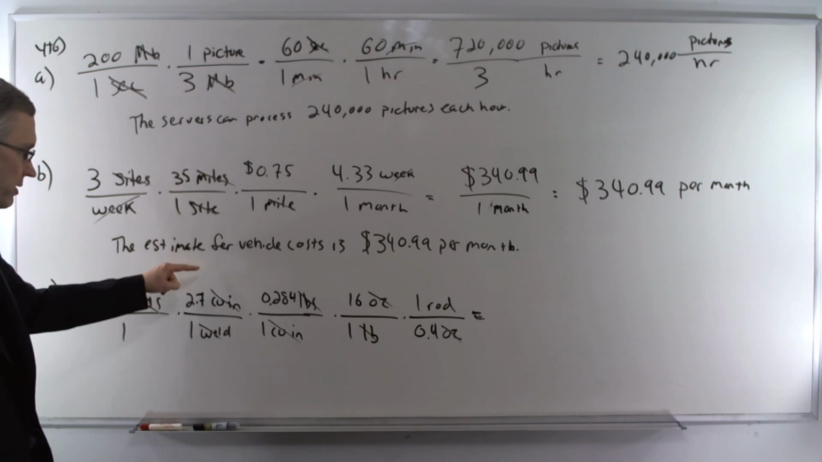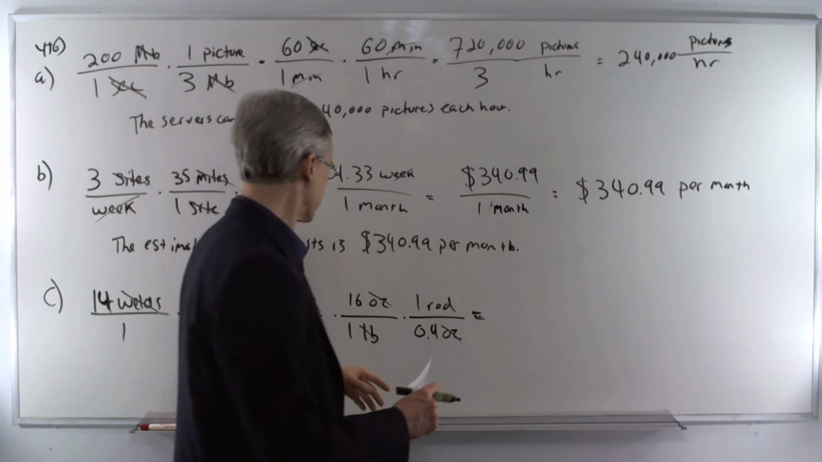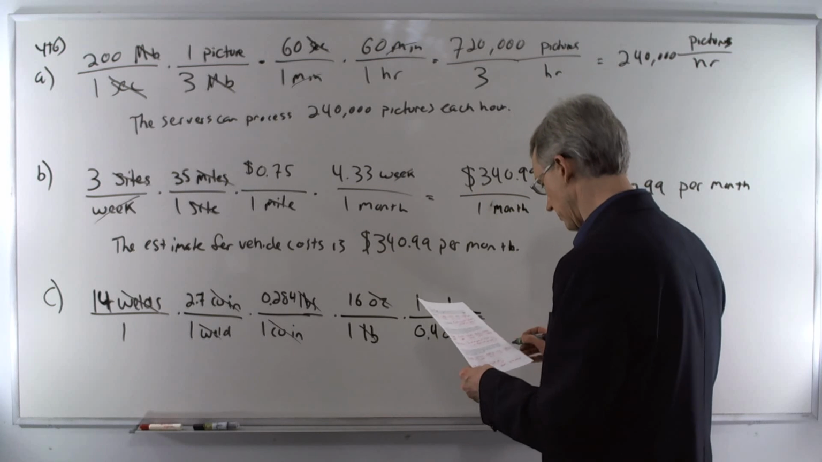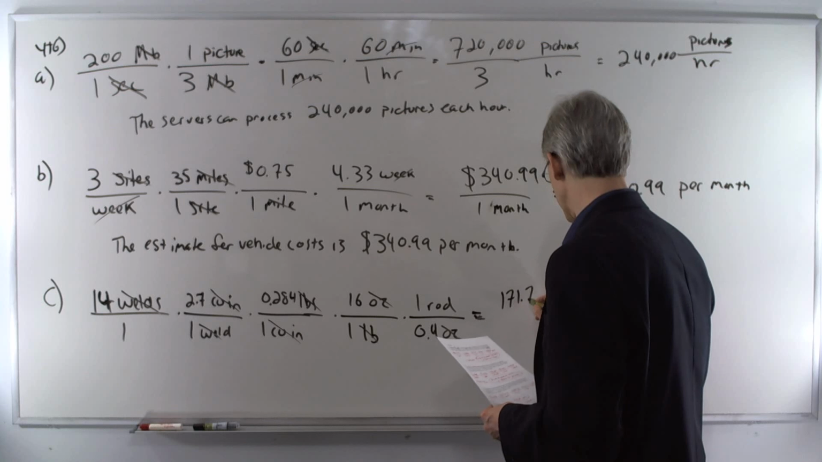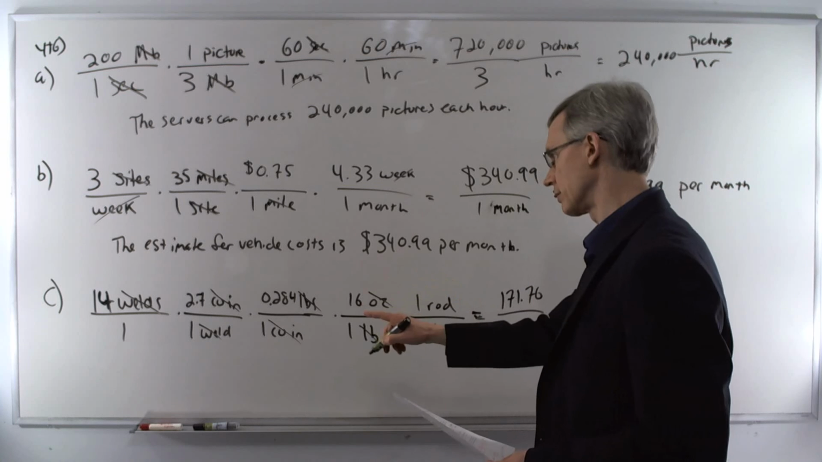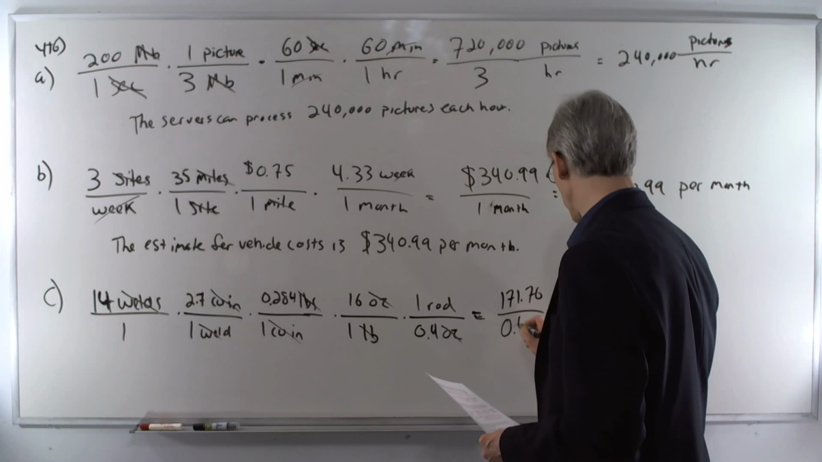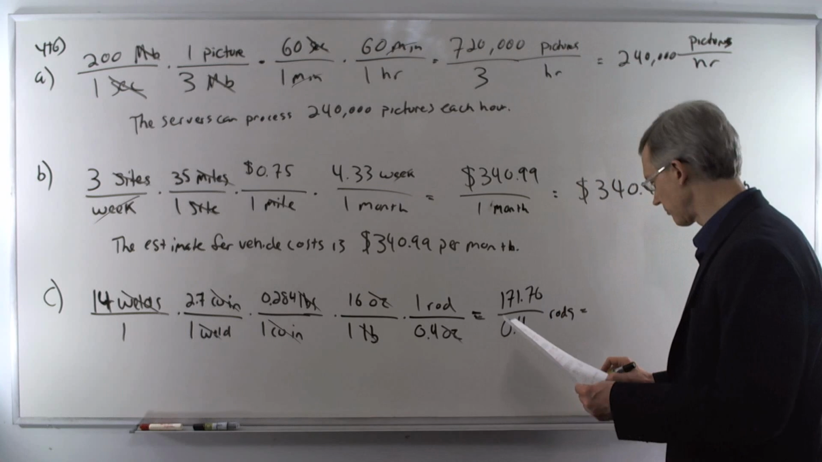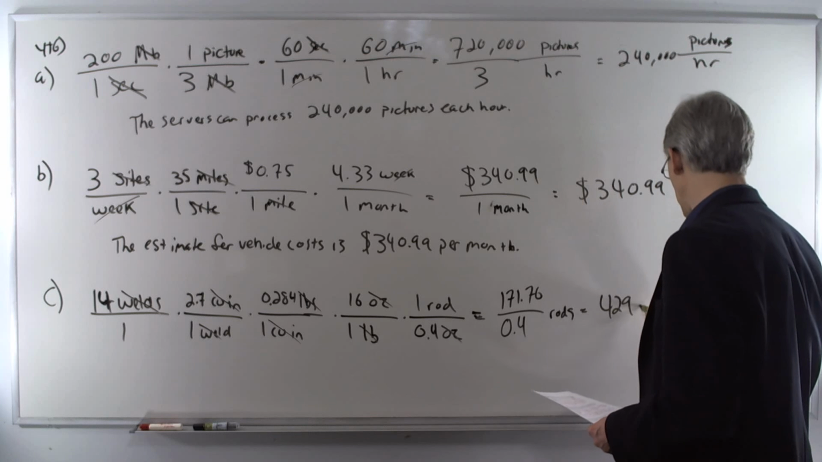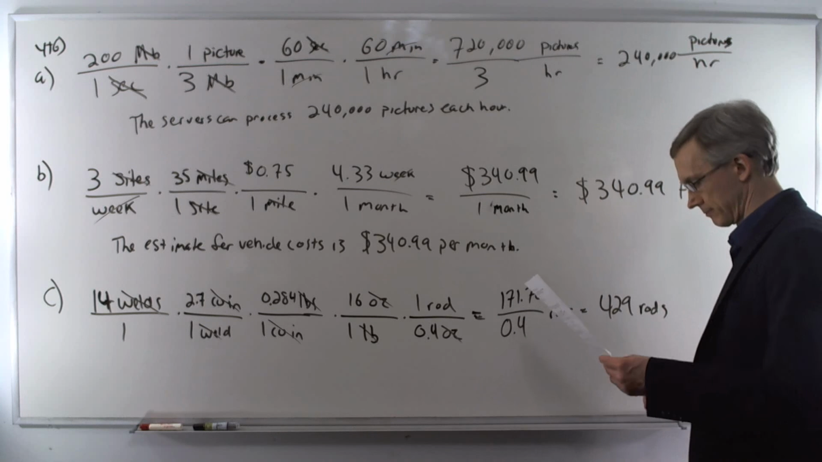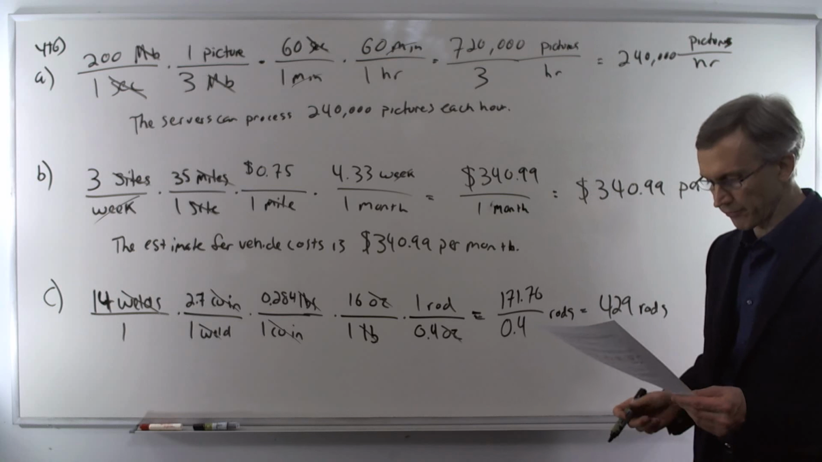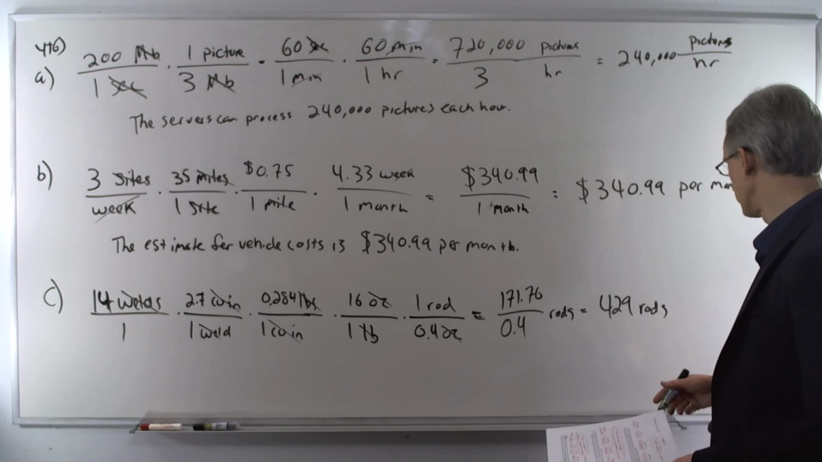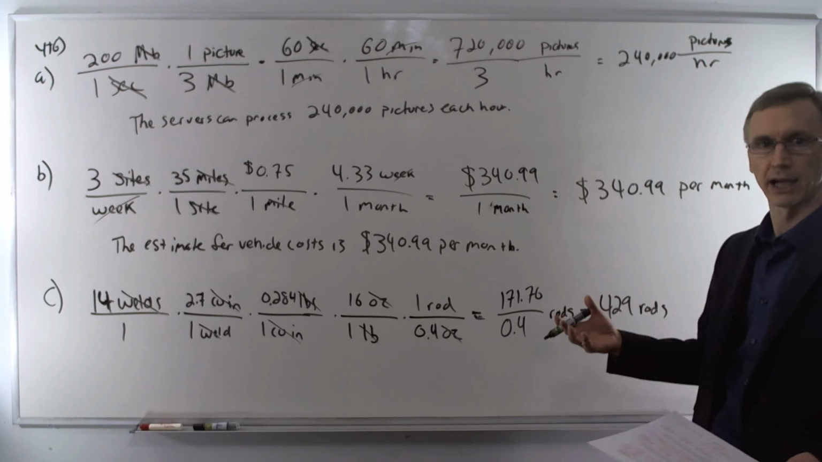So 14 times 2.7 times 0.284 times 16 is 171.76. And on the bottom, 1 times 1 times 1 times 1 times 0.4, on the bottom rods. Divide this out and get 429 rods. And from what I read on the forum, there's about 42 per pound. So that's about 1 10-pound package worth of rods.